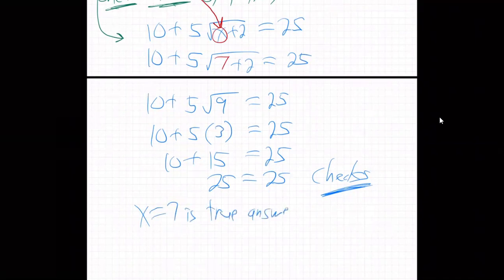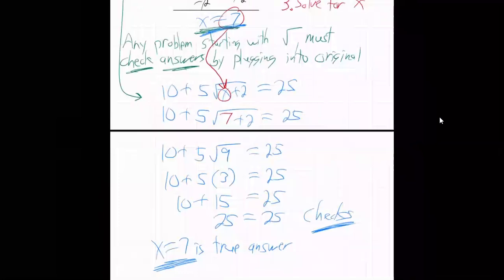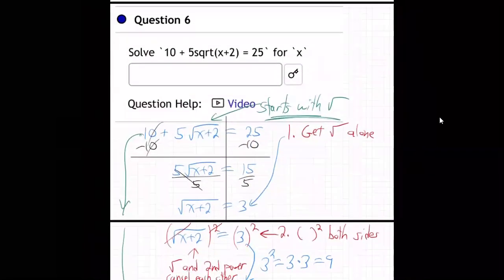So you have to check them. Any problem that begins with a square root, you have to check it. You do have to check your answer. So x equals 7 is the true answer. We checked it. It's really right. It made the original equation true. That's what an answer should do, right? Make the original equation true. It did. It's right.